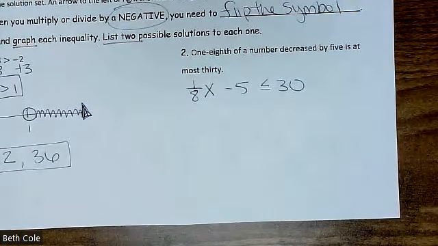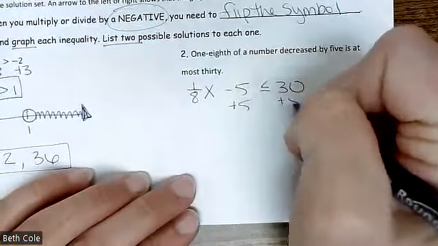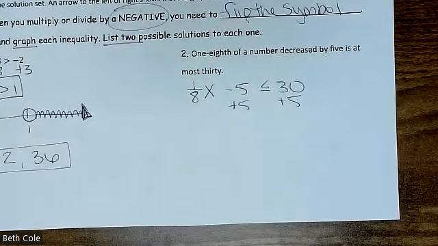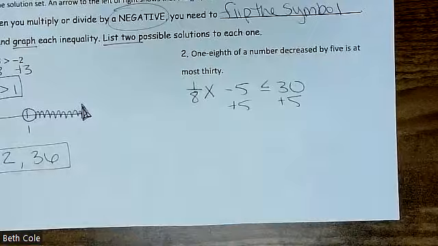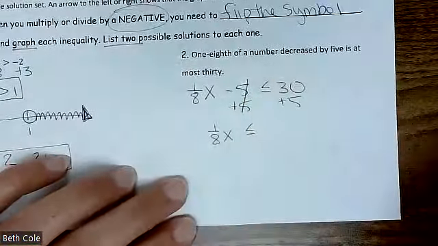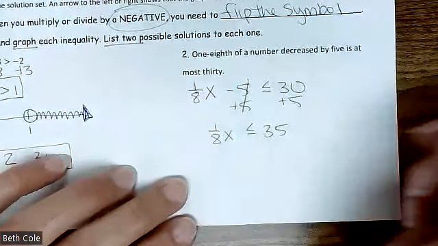Okay, now we're going to solve that. What would you do to both sides? Plus 5. It's exactly like solving an equation. Exactly like you did on your quiz, which you guys all did really well on. The only difference is you don't have an equals, you have a less than or equals. All right, so that's 1/8 x less than or equal to 35.